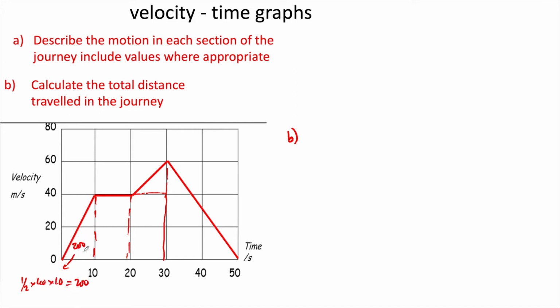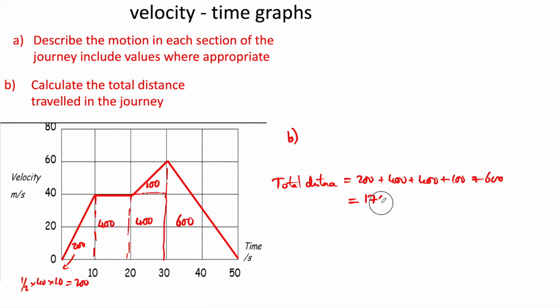So that's 200. This you can see is base times height, which is 40 times 10, which is 400. This is the same size, 400. That's 20 and 10, so that's a half base times height, so that would be 100. And the final one here, you've got a half of 60 times 20. So that's 1,200 divided by 2 is 600. So adding all the distances together, we get 1,700 meters. And I'd definitely show on your diagram where you're calculating each part.